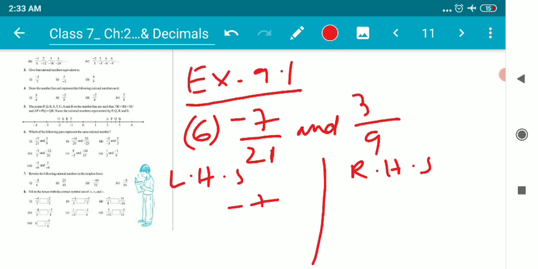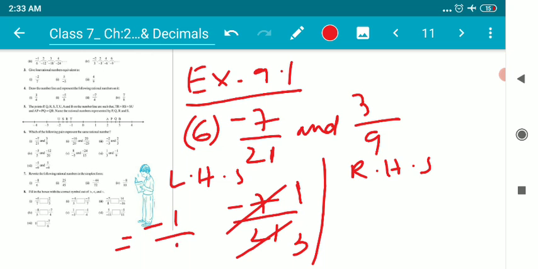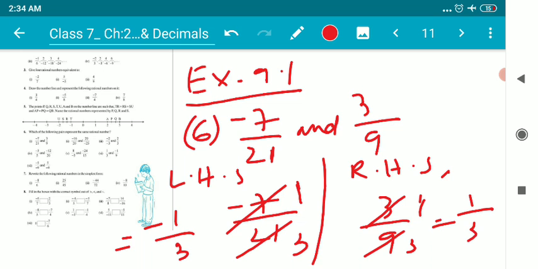Minus 7 by 21. What can we do, children? We can simply cancel over here. We know that 3 sevens are 21, and here it is 1. Answer is minus 1 by 3. Right hand side, what is the number? 3 by 9. Let us cancel 3 and 9. 3 threes are 9, so 1. Here it is 1 by 3.